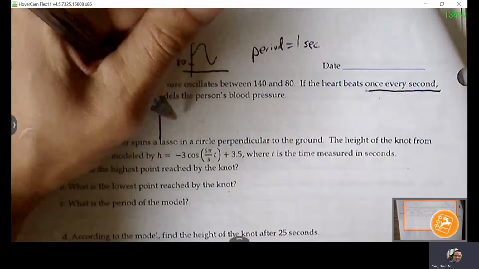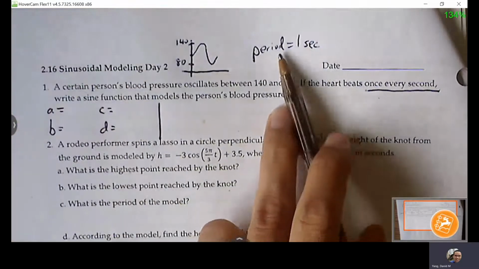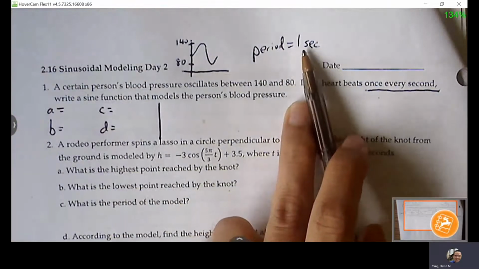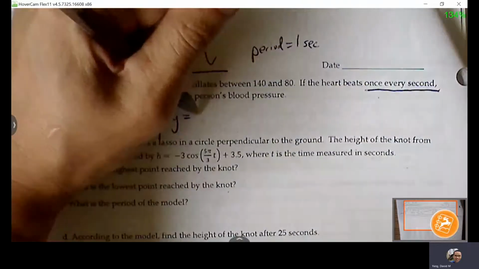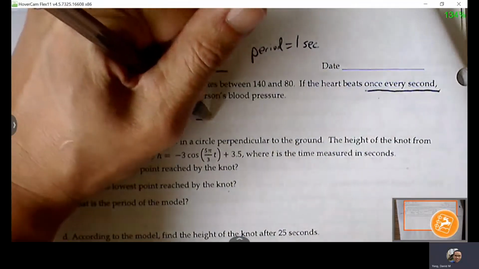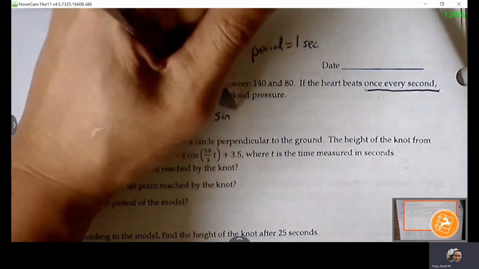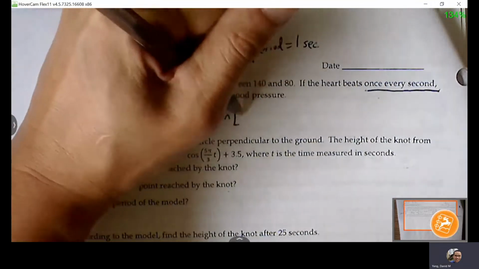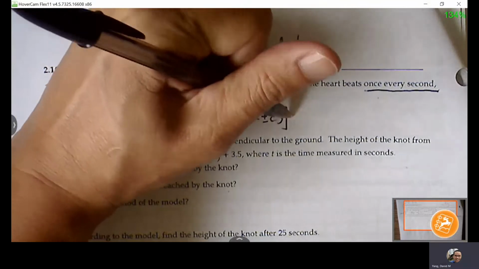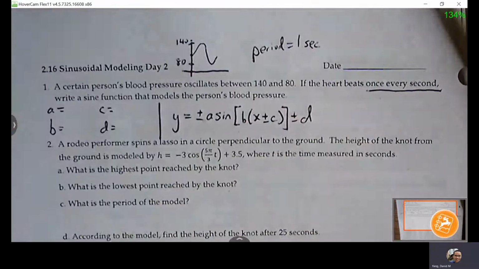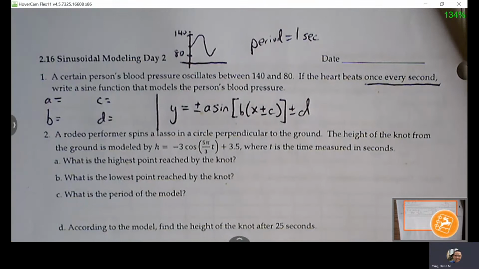And there's a formula that you guys are using, right? Period equals 2 pi over B. And then it's going to look right in that form, right? A, B, C, and D.